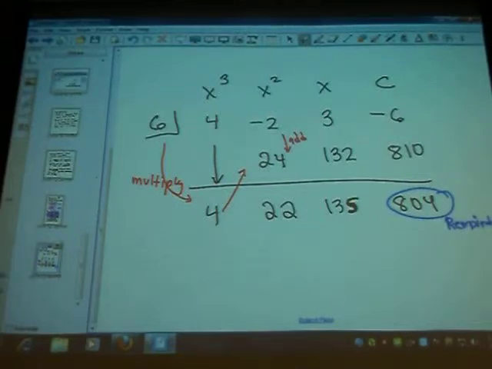So since we didn't get a remainder of 0, this is not a 0 of the function. It's just one of my possible ones. If you check the possible ones, you could get a remainder of 0 when you find the right one. So you have to go through all 16 rows? No.